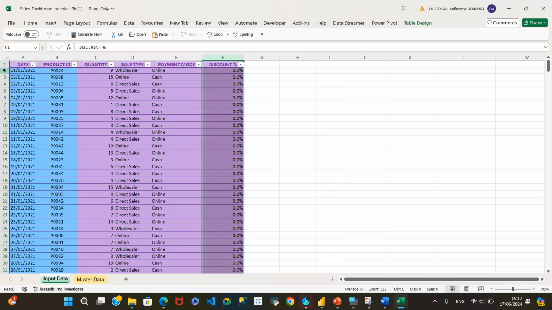I can see 1st of January 2021. That first row is telling me that on 1st of January 2021, a product with product ID P0024 was bought, and 9 quantities of it was bought through the sales type called wholesaler, and the payment was made online, and 0% discount was given. That is how you understand your data.